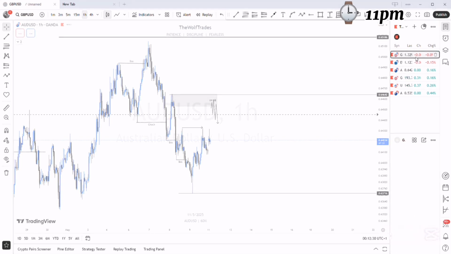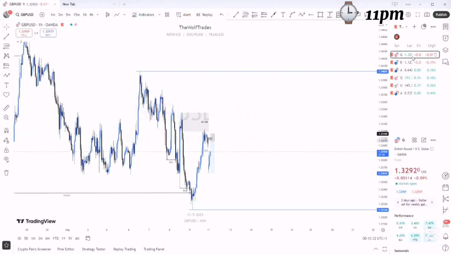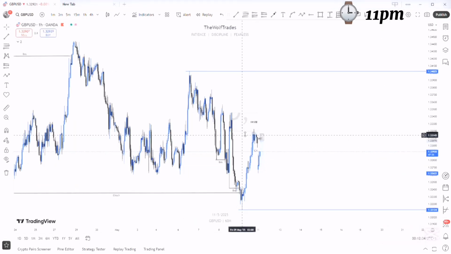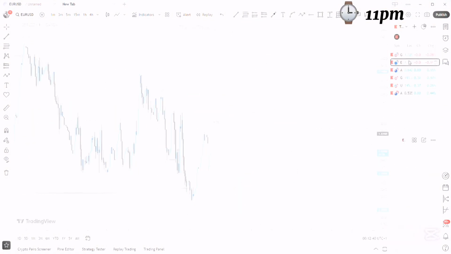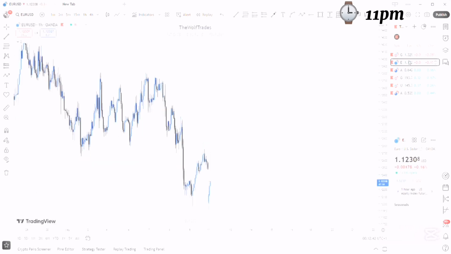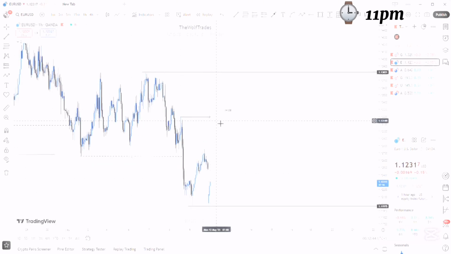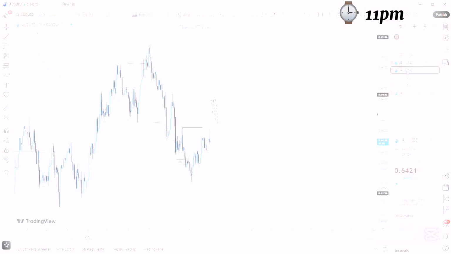Let me just arrange it. As you guys can see, all the pairs here. I'm looking for a sell on GBP USD. All the USD pairs, I'm looking for sells. And Euro USD I'm looking for a sell. And going to the GBP JPY, okay, AUD USD I'm looking for a sell also.